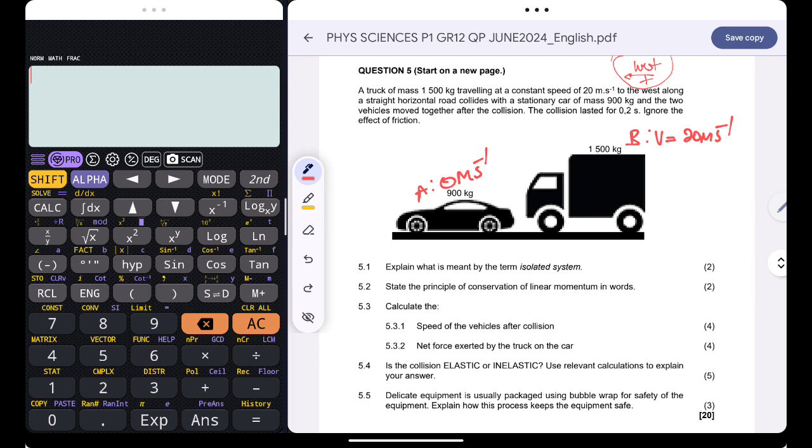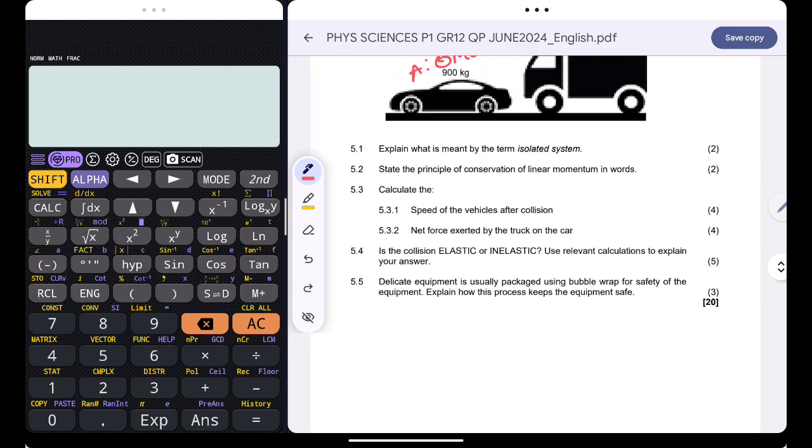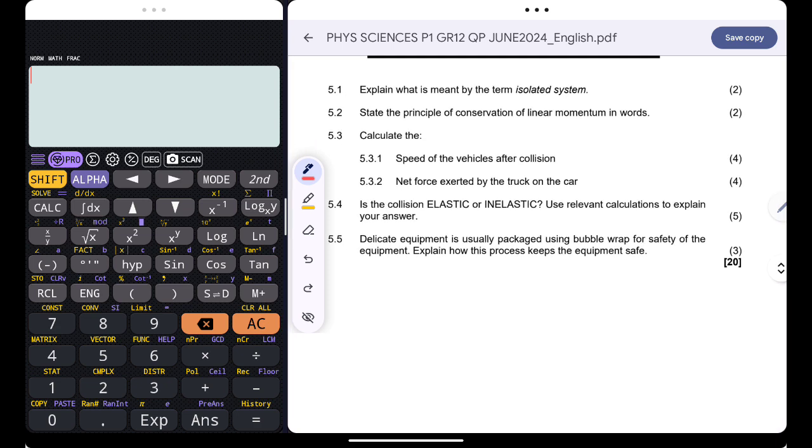Then 5.3.1, I'm being asked to calculate the speed of the vehicles after collision. Remember that after collision, these two vehicles will move as one unit. So since there's no force applied and there's no frictional force, we can simply say that the sum of the momenta before collision is equal to the sum of the momenta of the two objects after collision. Right?